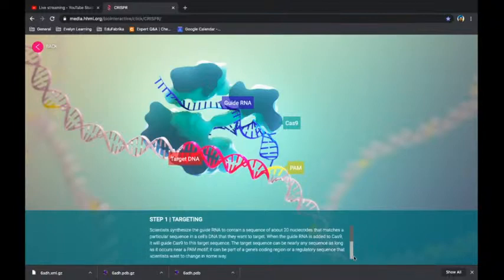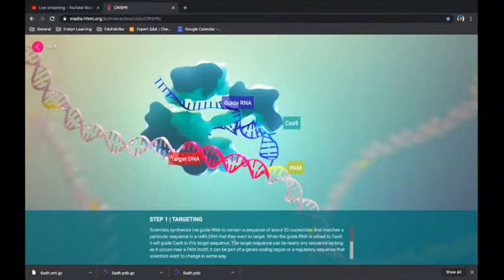So scientists synthesize the guide RNA to contain a sequence of about 20 nucleotides that matches a particular sequence in the cell DNA that they want to target. So this guide RNA has a particular sequence matching your target DNA. Cas9 is to cut with the help of PAM. The guide RNA will guide Cas9 to the target sequence.